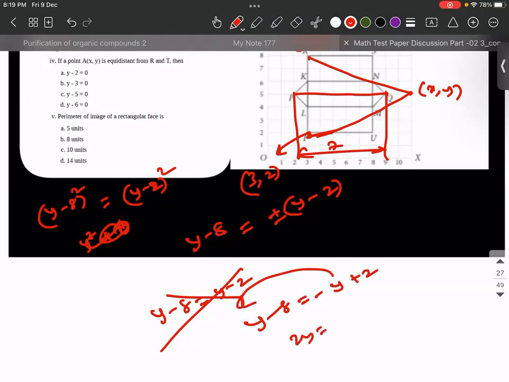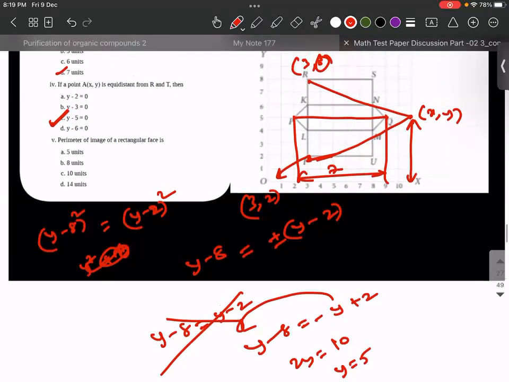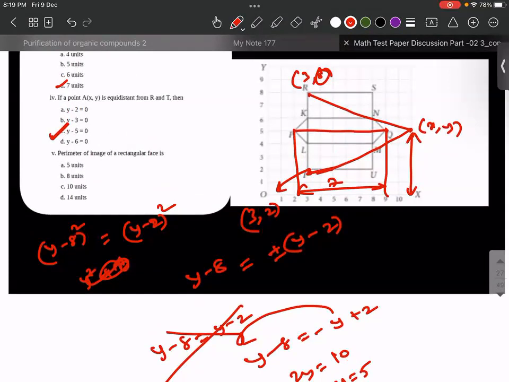2y is equal to 10. So y is 5. Y minus 5 is, this is the correct answer. From figure, what will you tell? How will you tell? Oh, you will say this is the y is 5. Yeah, y is 5, so y minus 5. Oh, sorry. Correct. So perimeter of the image of the rectangular faces.